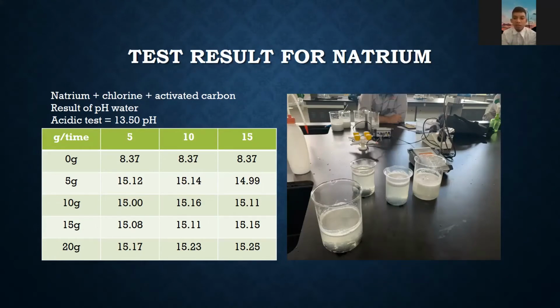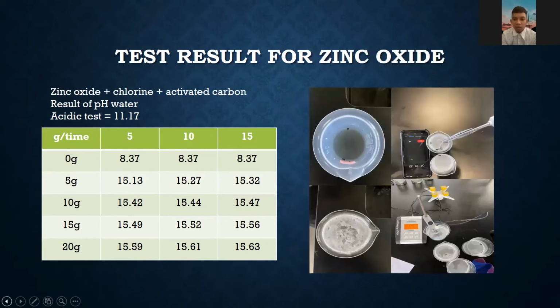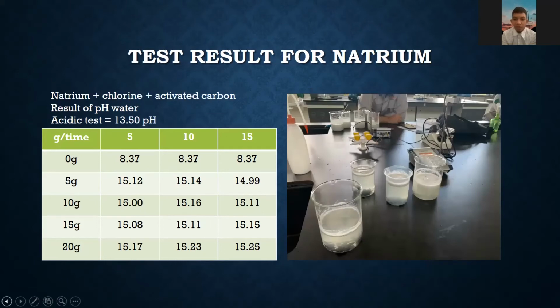I will present the test result for natrium. Natrium plus chlorine plus activated carbon. The result of pH water for this acidic test is 13.50 pH. So this is the result for natrium, with 0 gram per time, then 5 gram per time, 10 gram per time, and 15 gram.